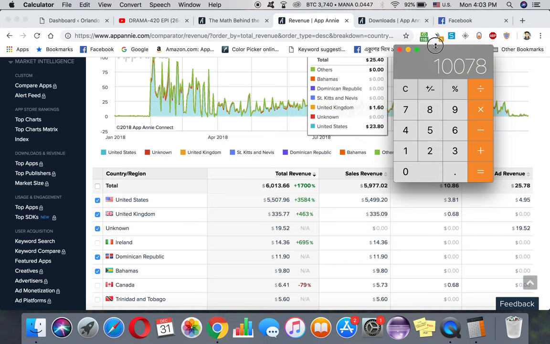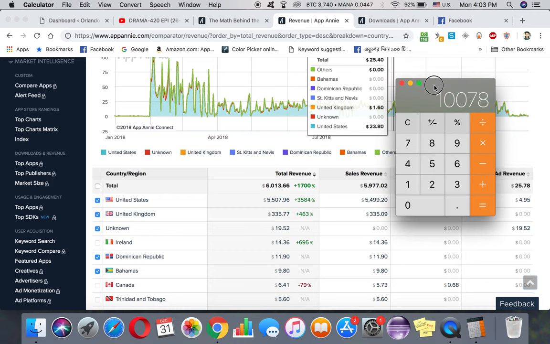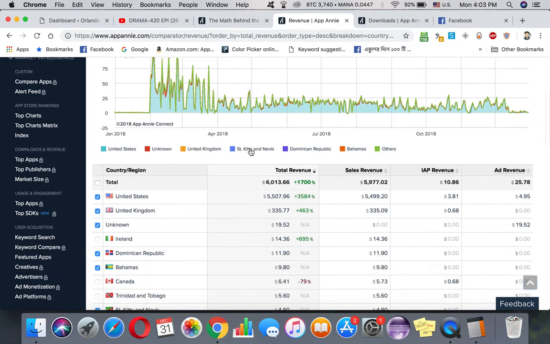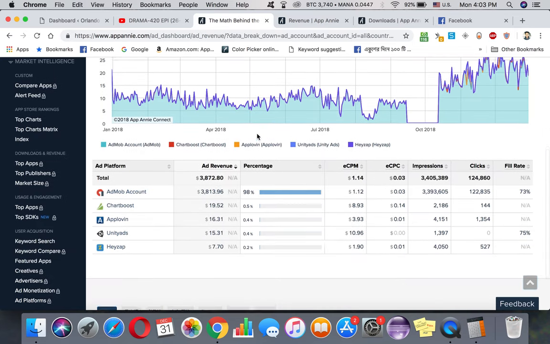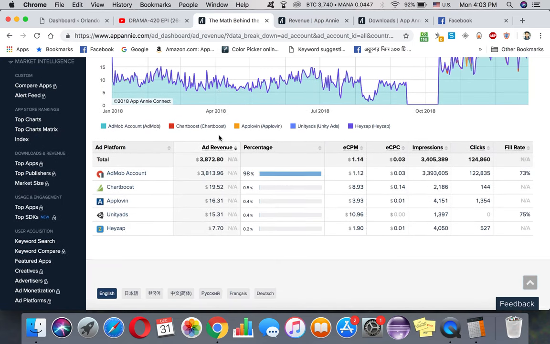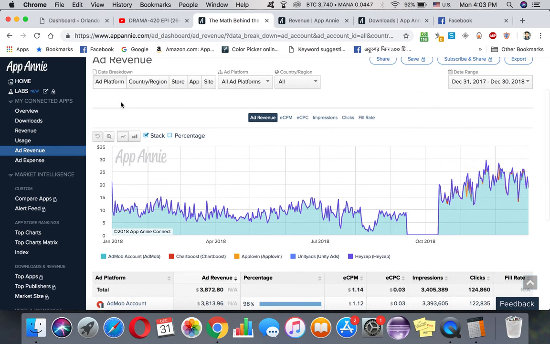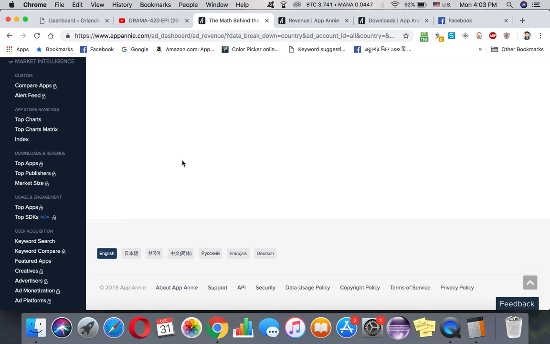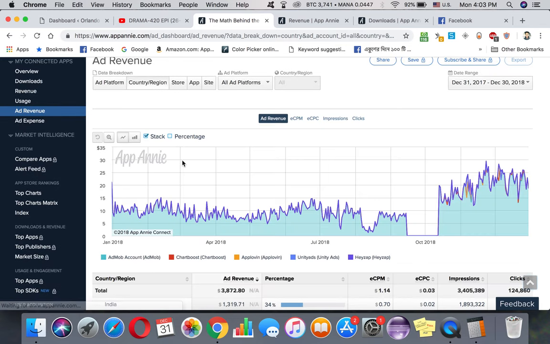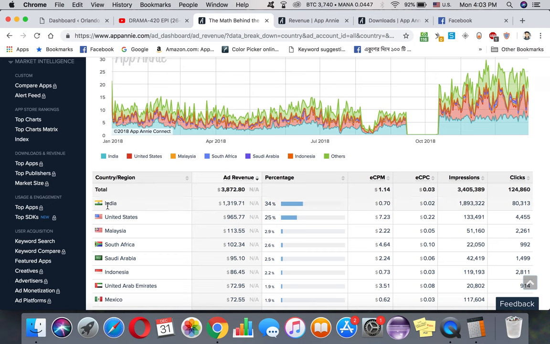In total, my total income from app business is $10,078, and most income came from United States in terms of in-app purchase and sales, and most income in terms of ad revenue, showing ads, came from AdMob, and the country will be India. I don't know why, but it just is. The second country will be United States. The first one is India. The second one is United States. Third was Malaysia. So I really have to invest a lot of money to get more users from United States.